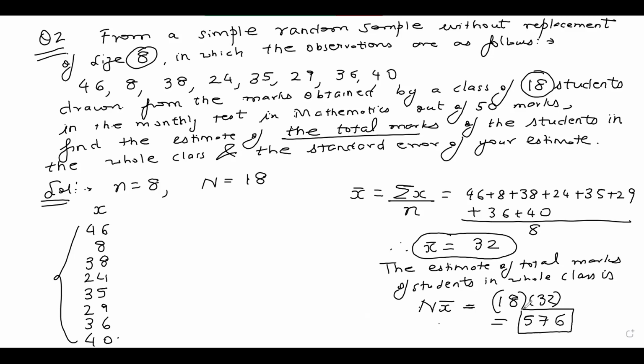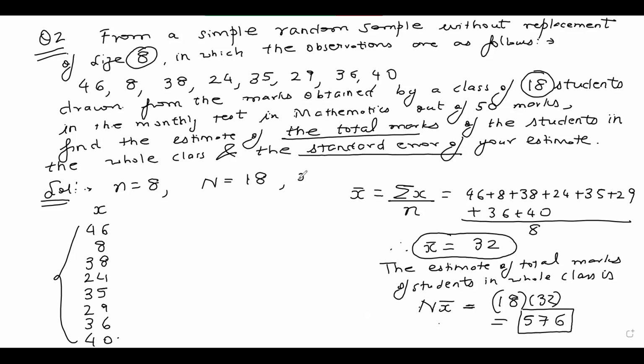Okay, so we have got nx bar. Now, let's calculate the variance of nx bar, because to calculate the standard error of our estimate, we also need to calculate the variance, because then we take the square root of that to get the standard error.